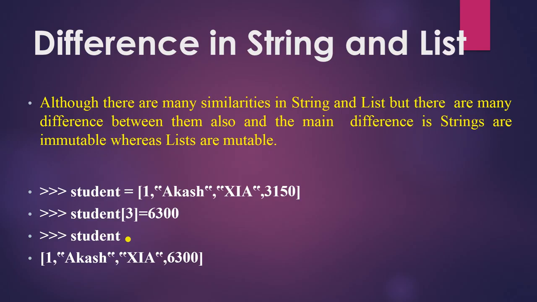Now next is the difference between string and list. You can easily see in the previous slide that the list is almost similar to string. The only difference is that strings are immutable and lists are mutable. It means we cannot modify a string, but in a list we can modify the elements. Here the list has indexes 0, 1, 2 and 3, and you want to change the element at index three to 6300, so it will give you this answer. Why has it changed? Because lists are mutable.